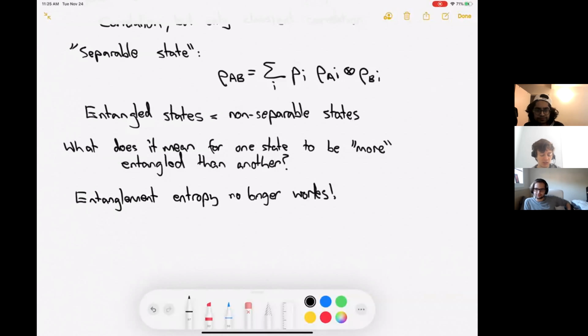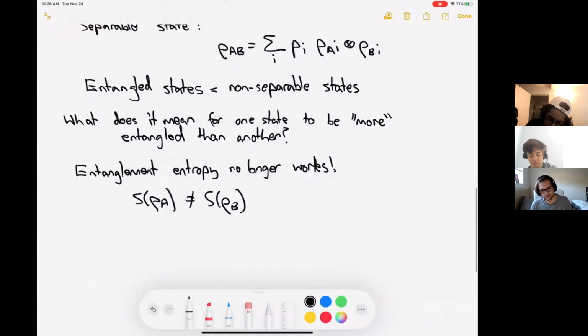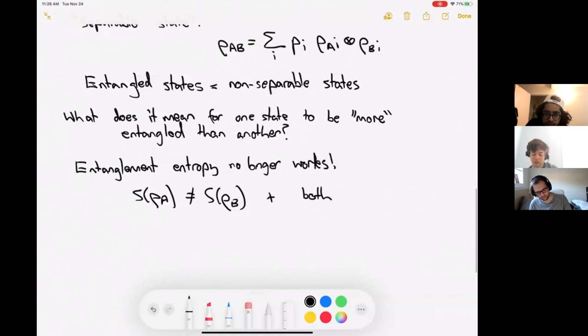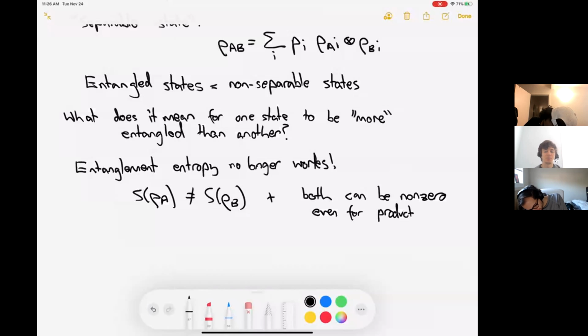So in particular, if we look at the reduced states, rho A and rho B, then the entropy of rho A is in general not equal to the entropy of rho B. And of course, both can be non-zero, can be arbitrarily large, not just even for separable states, but even for product states, right? If my state is rho A tensor rho B, then rho A and rho B individually can be anything you want. So just by looking at them, we can't quantify the entanglement at all.